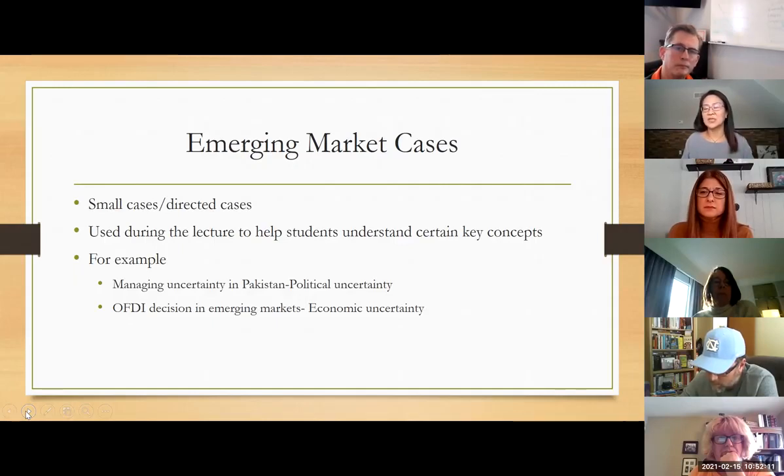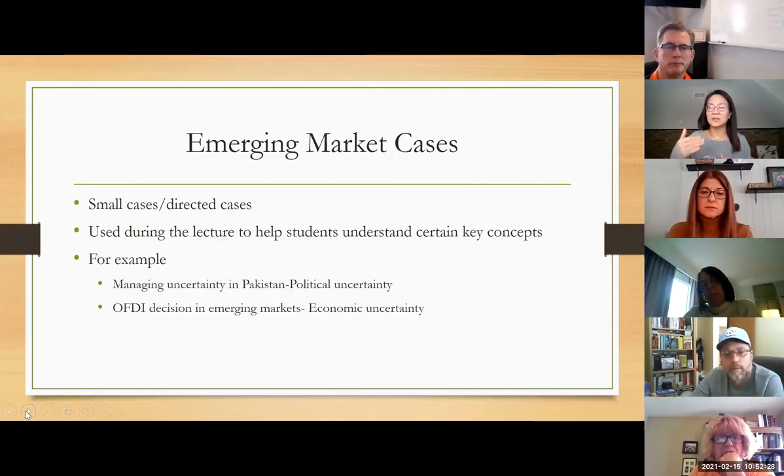So, managing uncertainty in Pakistan, and then OFDI decisions in emerging markets to talk about economic uncertainty. Those are the smaller cases in between during the lecture. When we're introducing concepts like political uncertainty and economic uncertainty, I will use some stories to elaborate.